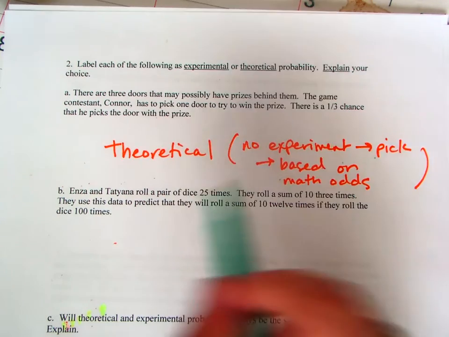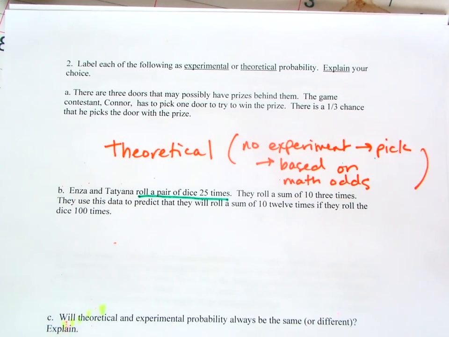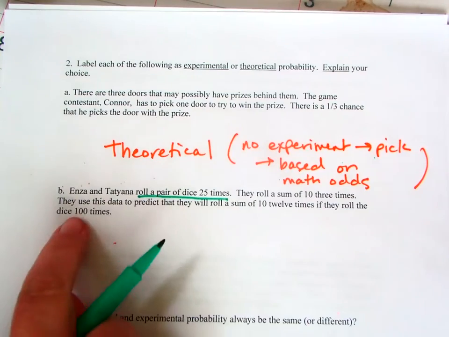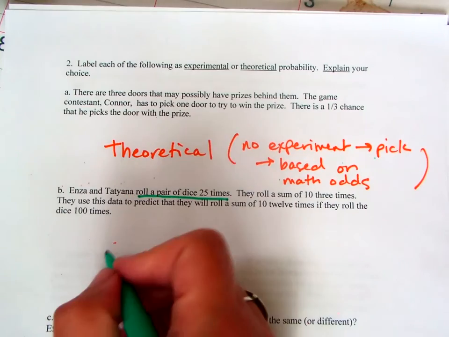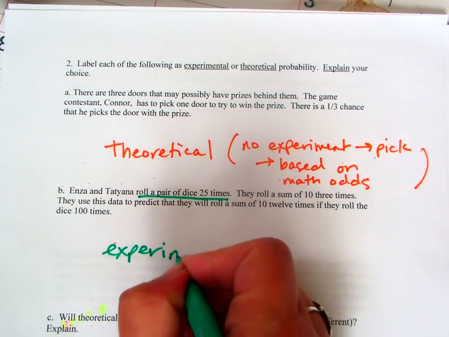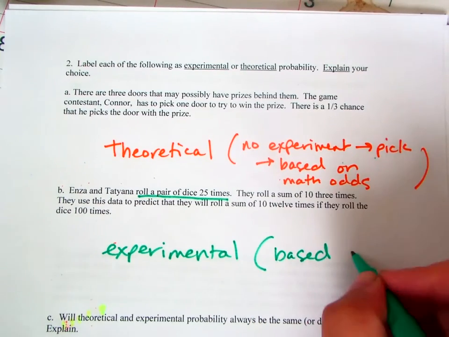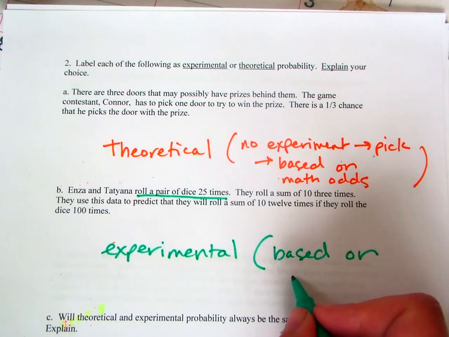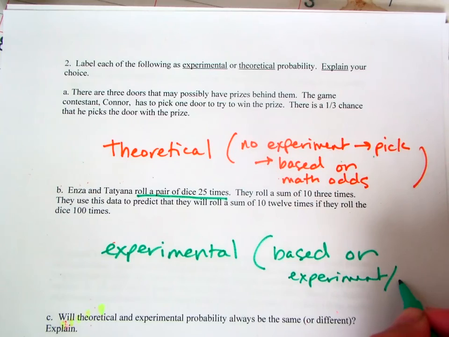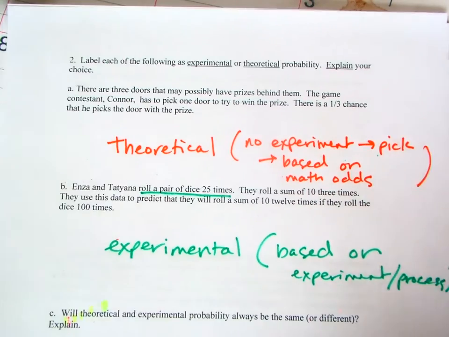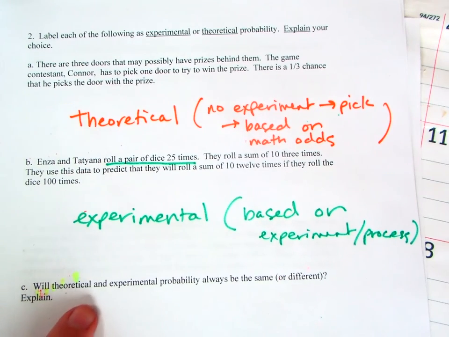Okay, now the second one, Enza and Tatiana roll a pair of dice 25 times. So they actually do the experiment. They roll a sum of 10 3 times, and they use this data to predict that they will roll a sum of 10 12 times if they roll it 100 times. So this is an experimental probability, because their prediction was based on an experiment or a process, not based on mathematical odds per se.